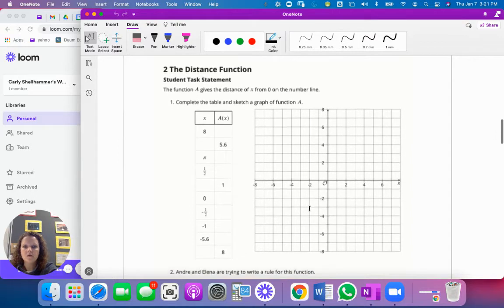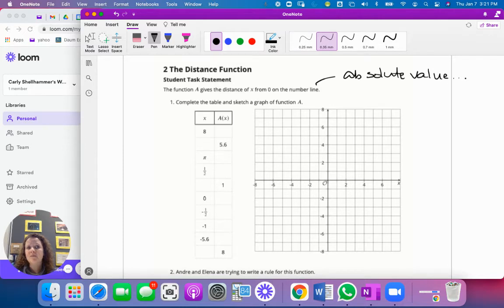So to work through, we are talking the distance function. So the function A gives the distance of X from 0 on the number line, which is really the absolute value function, which is the distance function. When I was little, I learned the absolute value means you just make your number positive, but that's not really true. The absolute value of a number is the distance from that number to 0 on the number line.